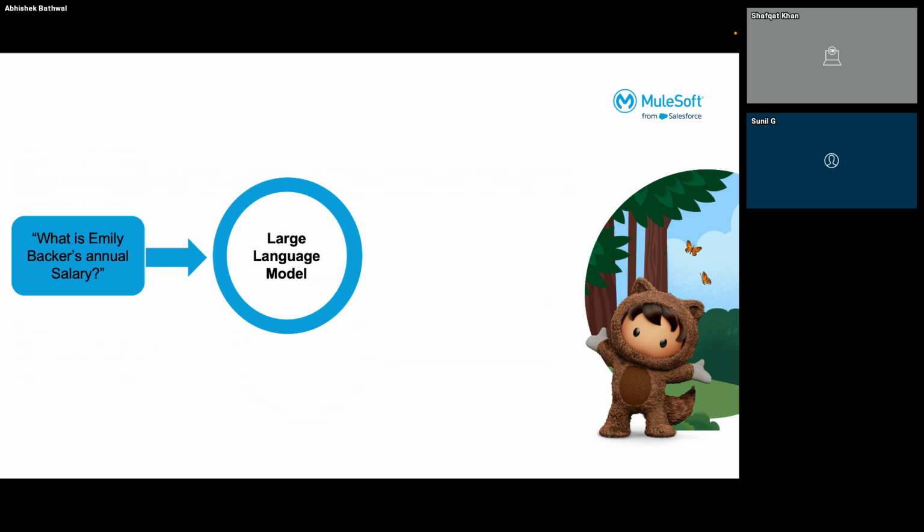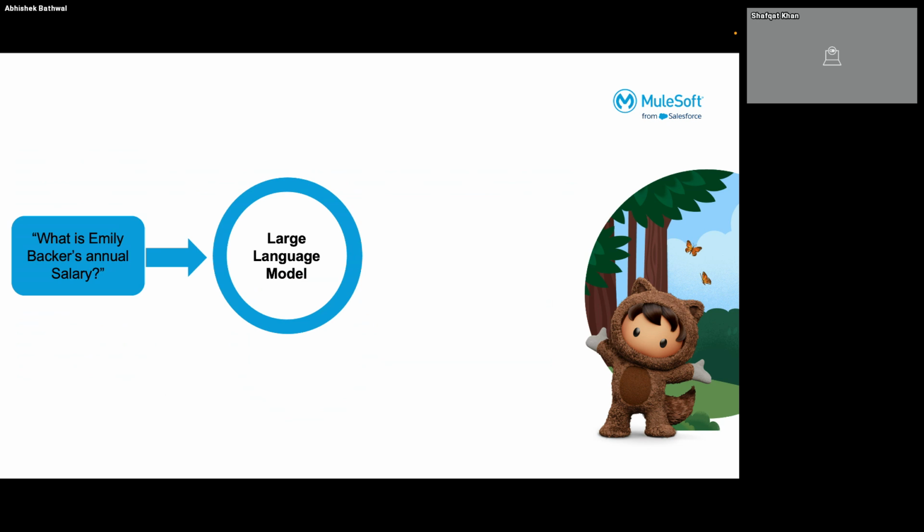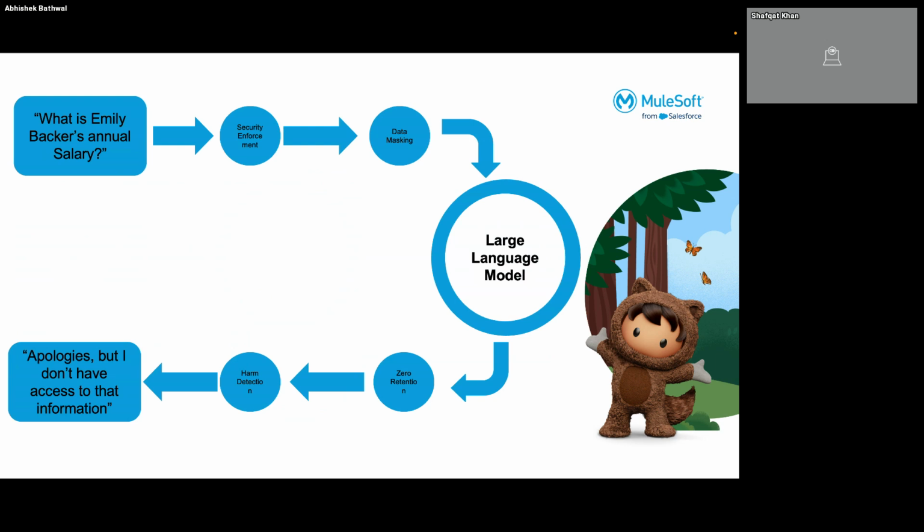If you ask it directly to the LLM, and if it has those details, it can directly give you those details, which is not right. It is a security breach. But if we add agents with that, if we add the components, like security, data masking, zero retention, or harm detection, it gives that apology: I don't have access to that information.